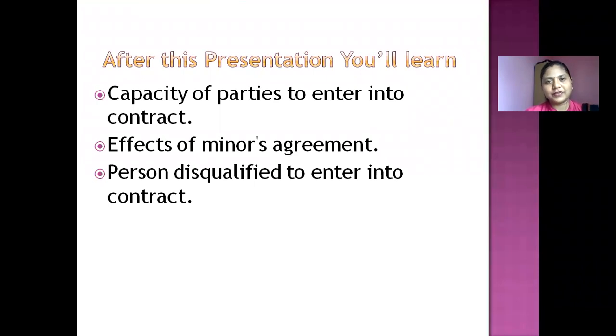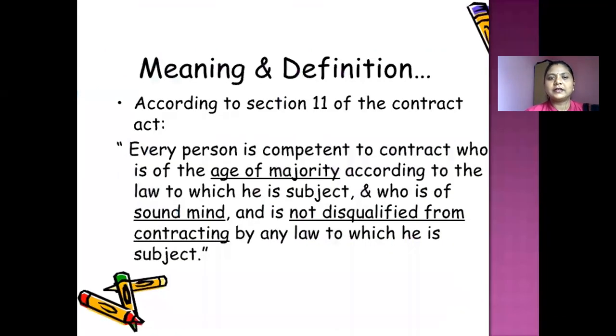After this presentation, you'll be able to learn the capacity of parties to enter into a contract, the effects of a minor's agreement, and persons disqualified to enter into a contract. So, as you know, every person is competent to contract who is of the age of majority according to the law to which he is subject, and who is of sound mind, and is not disqualified from contracting by any law to which he is subject.